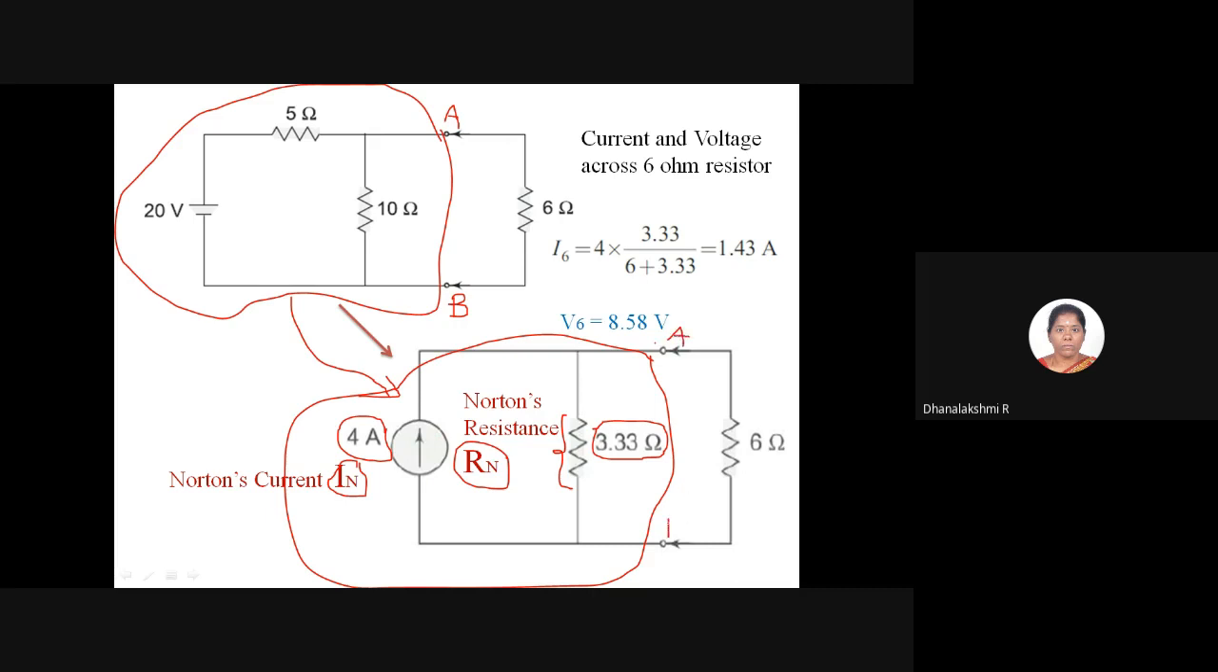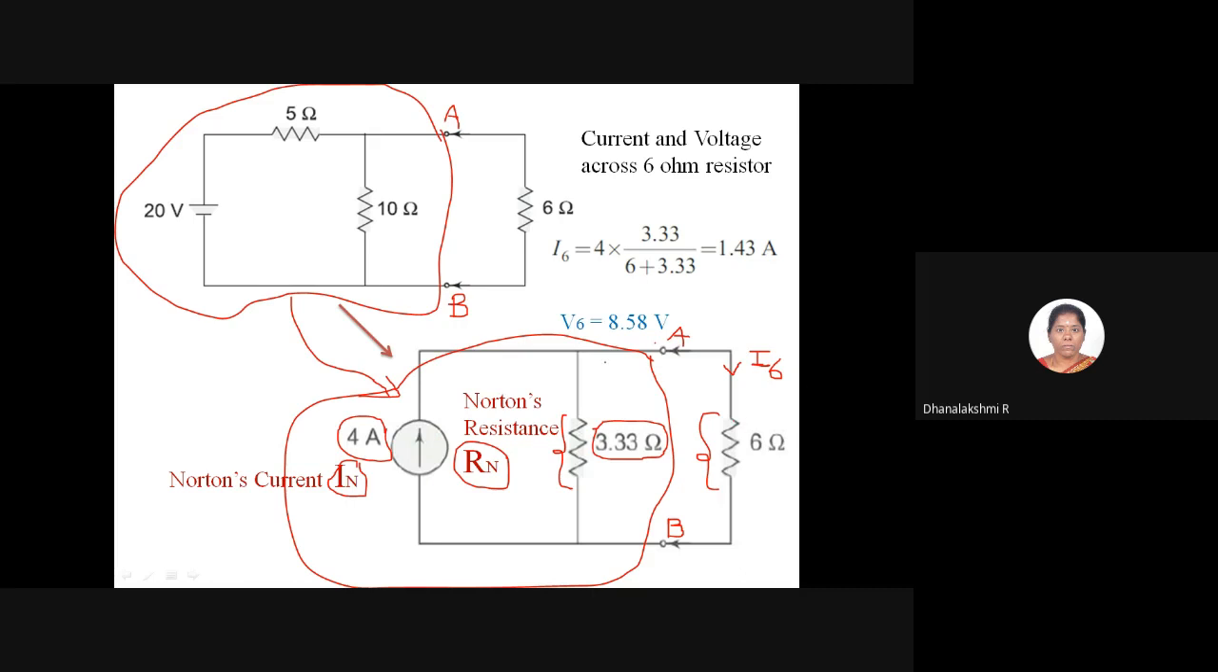So here the load resistor we had is 6 ohm. You just connect that 6 ohm load resistor back, and the intention is to find the current in the 6 ohm. So now we want to find out what is the current flowing in this 6 ohm. In order to find it, we can use the current division rule formula.